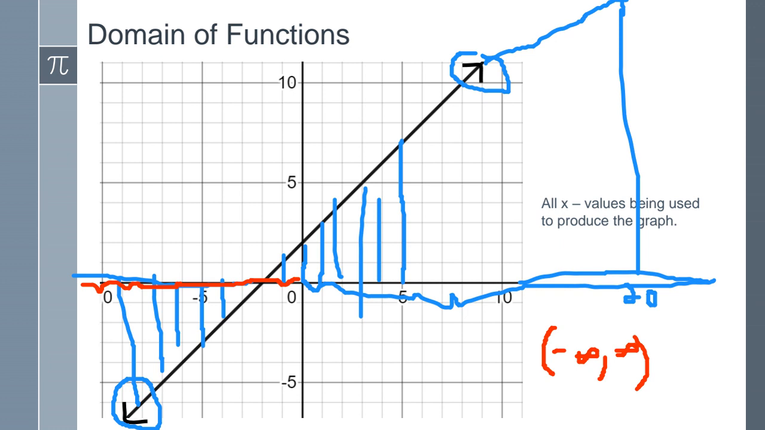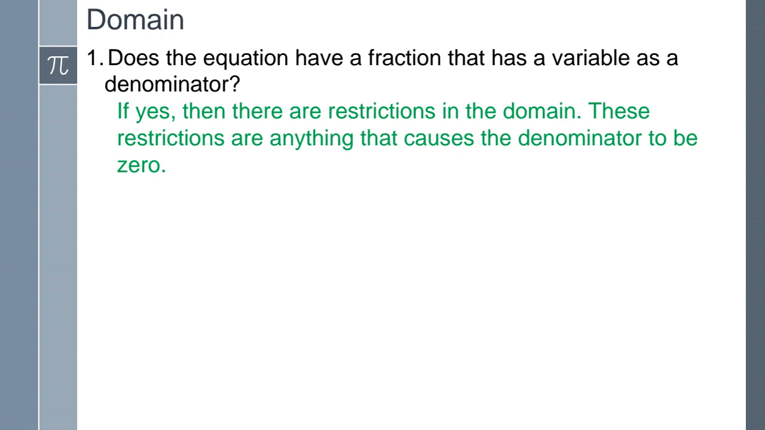Okay. But we're not always going to be given a graph, so we need to be able to figure out what the domain is if they give us an equation. So something I like to tell my students is to really think about the following questions. If you're looking at an equation and you see a fraction and the denominator has a variable, then that should be a red flag, and that means that you are going to have a restriction in your domain. There's going to be some of those x values that you cannot use because in the denominator you end up with 0, and we cannot divide by 0. And you'll see some examples here in a second.